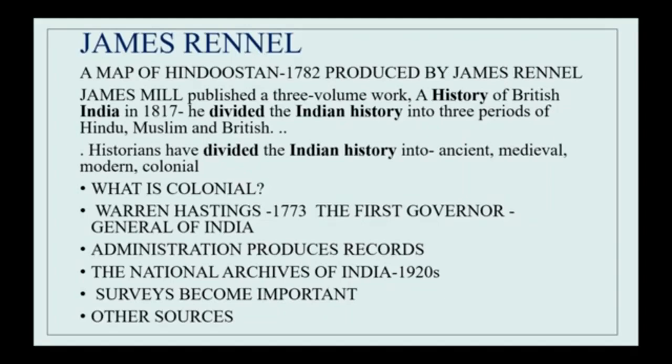Okay, fine. Who was the first Governor General of India? Warren Hastings. In which year did he become Governor General of India? 1773. Okay, fine. Now let us discuss how administration produces records. Here we can see how the official records of the British administration help historians to write about the last 250 years of Indian history.